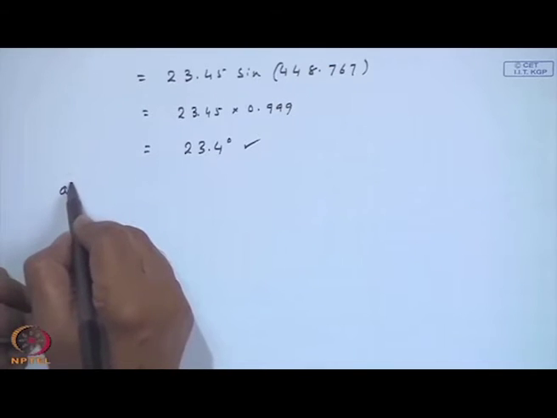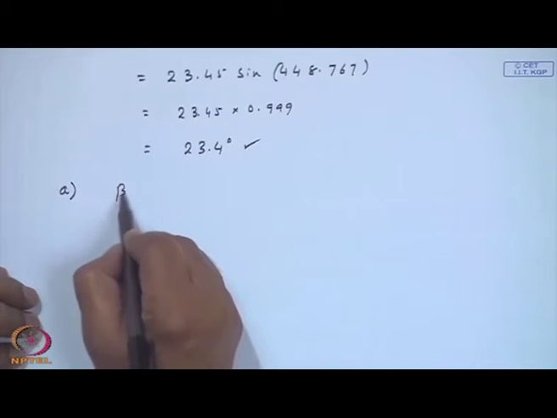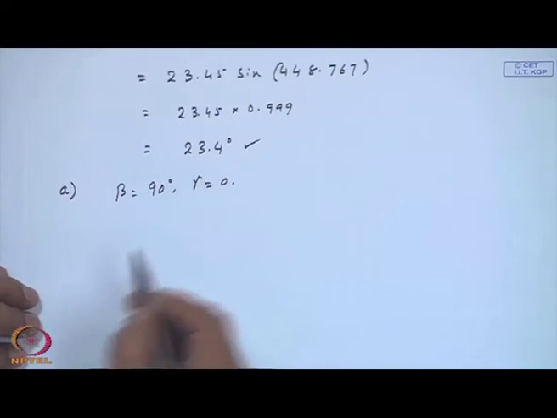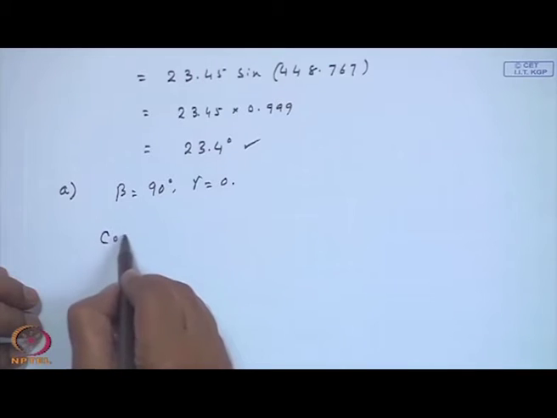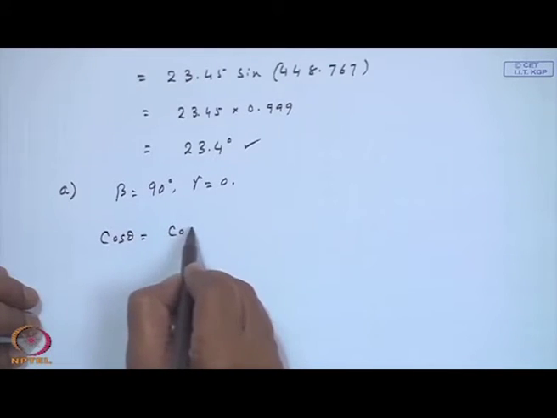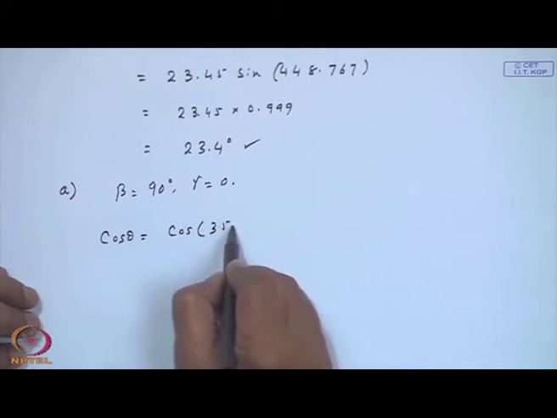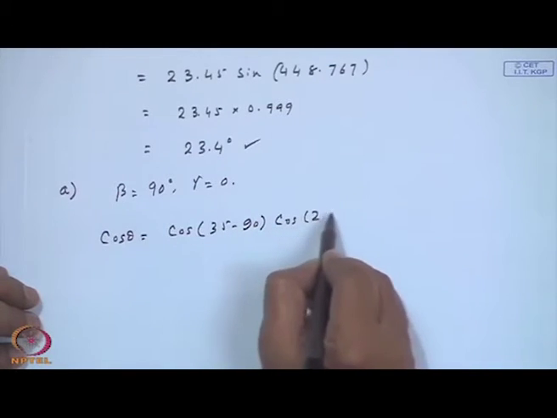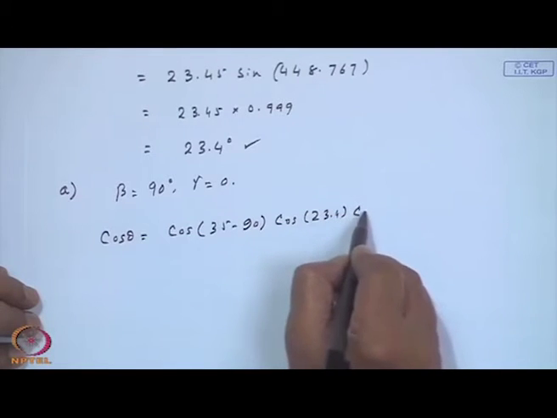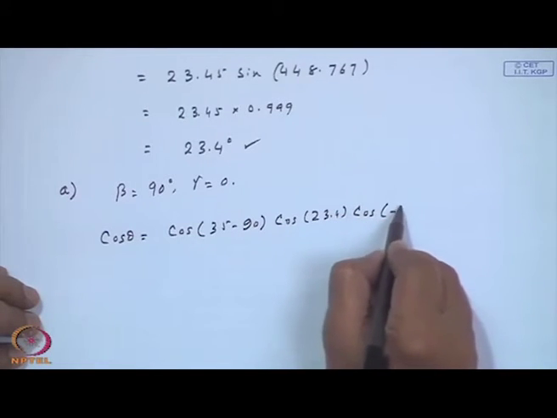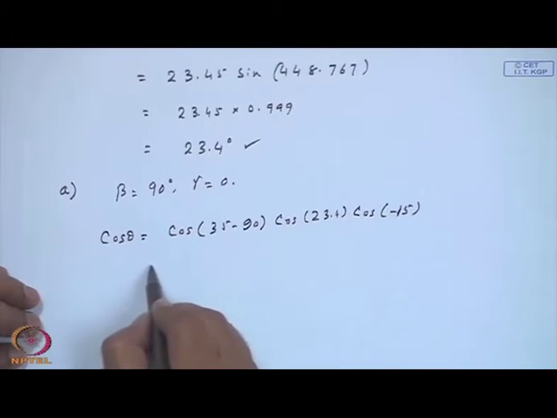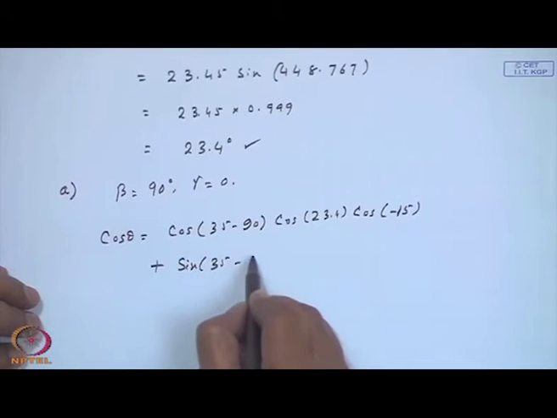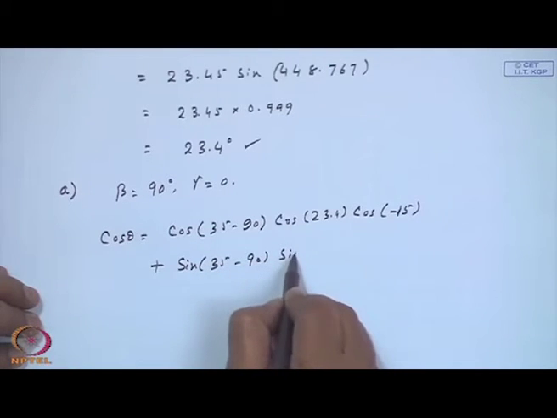Now, A, beta 90 degrees, gamma 0. So, cos theta will be cos phi minus beta, cos delta, cos omega plus sin phi minus beta sin delta.